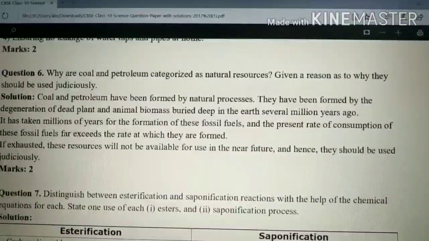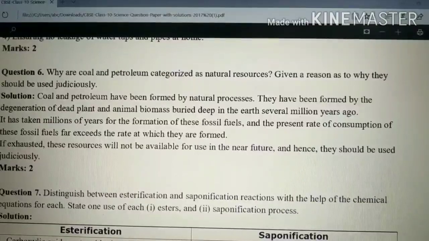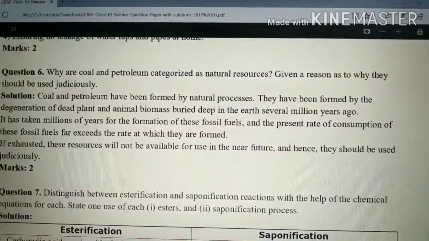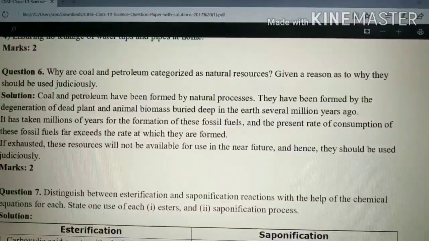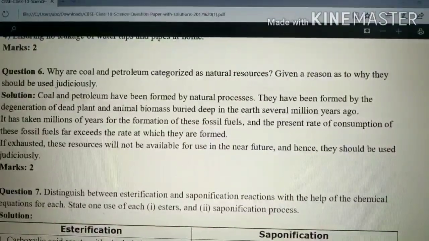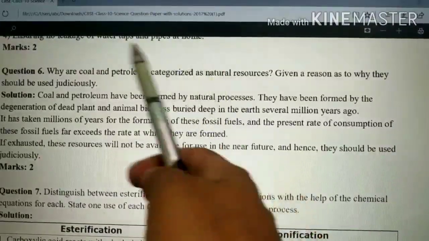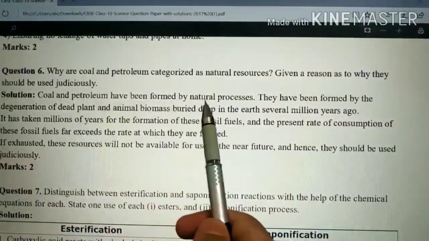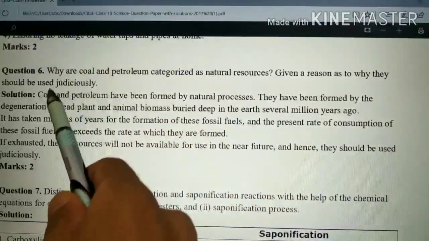Why are coal and petroleum categorized as natural resources? Give a reason as to why they should be used judiciously. This is a very important, common question we also discussed in the class. Why do we say they are natural resources? Because coal and petroleum are formed by natural processes. That is why they are natural resources. Next, give reasons why they should be used judiciously.